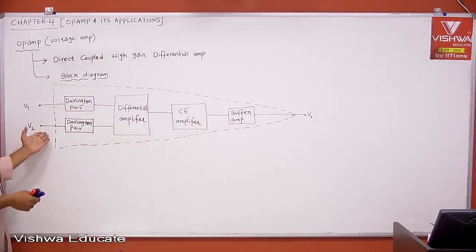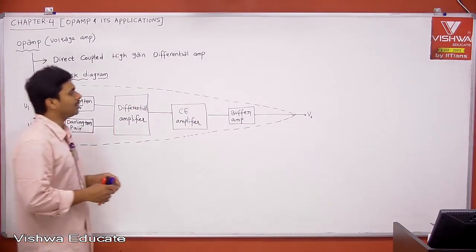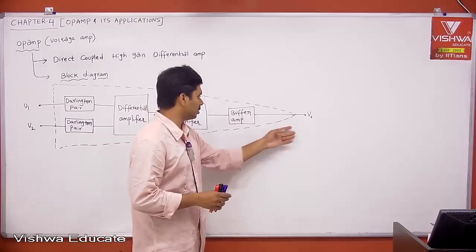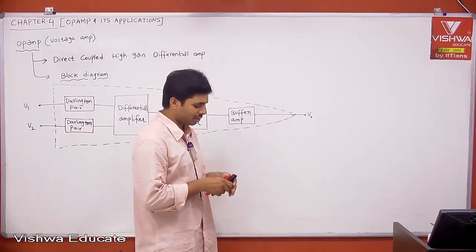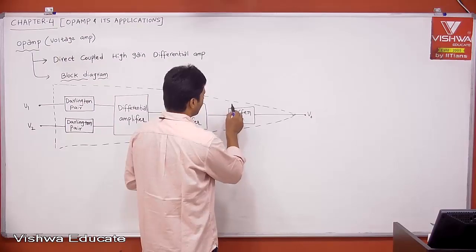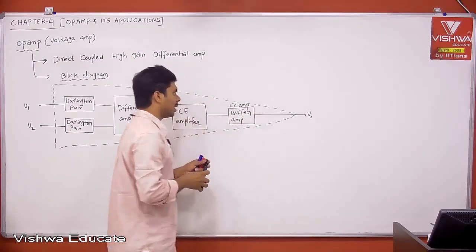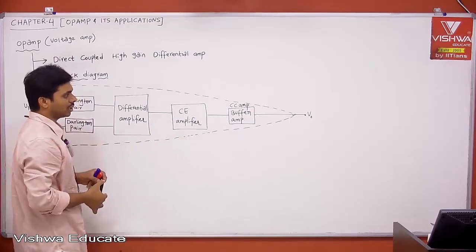Therefore, what is the input impedance of the op-amp? Infinity, you can say, because of the Darlington pair. What is the output impedance of your op-amp? Almost zero because of the CC amplifier. Therefore, you can say this is nothing but a CC amplifier. Even I am saying buffer amplifier, this is nothing but a CC amplifier. Okay. Then this is our CE amplifier, which you know already.